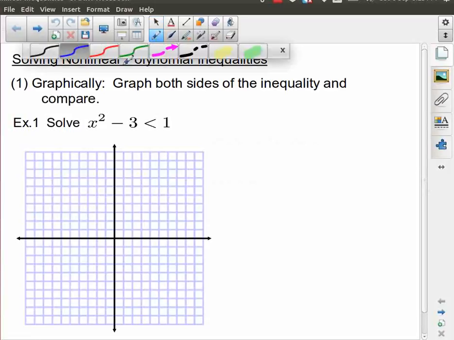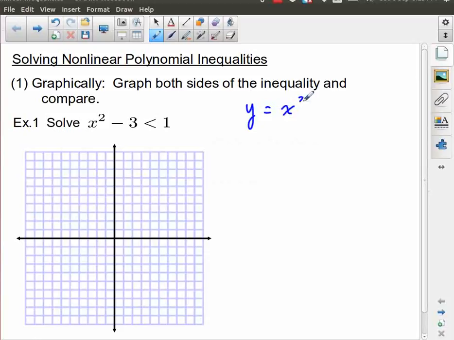So if I wanted to look at this graphically, what I would do is graph this x squared minus 3, that's a quadratic. So in essence, I am going to be graphing y equals x squared minus 3, and I'm going to graph y equals 1.